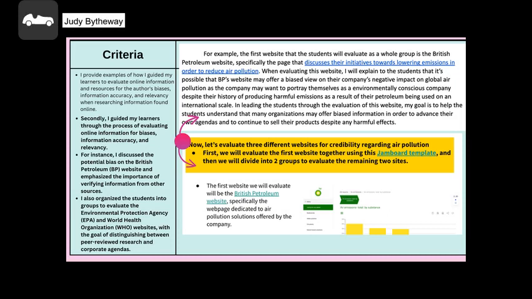Secondly, I guided my learners through the process of evaluating online information for biases, information accuracy, and relevancy. For instance, I discussed the potential bias of the British Petroleum website and emphasized the importance of verifying information from other sources. I also organized the students into groups to evaluate the EPA and WHO websites with the goal of distinguishing between peer reviewed research and corporate agendas.